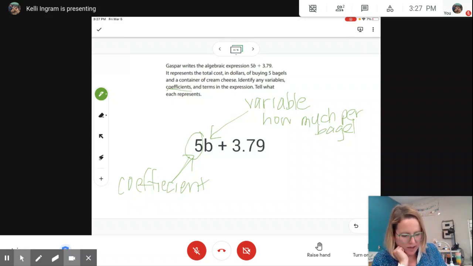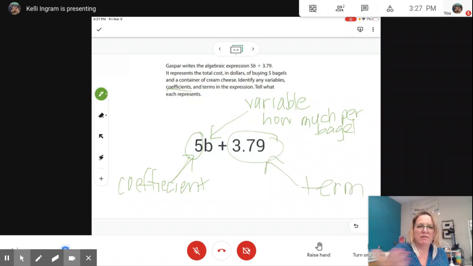And then this last one right here, this is just called a term. Those are some other pieces, right? In this case, it's how much the cream cheese costs. The cream cheese costs $3.79 no matter how many bagels you buy. It just costs that much. That one isn't dependent on the variable there, okay?